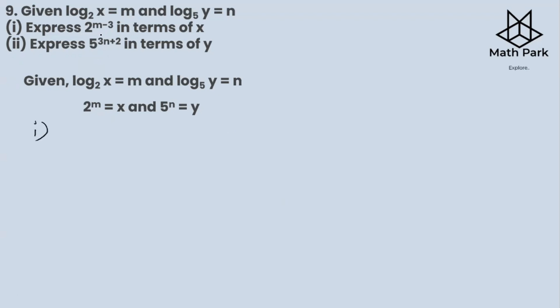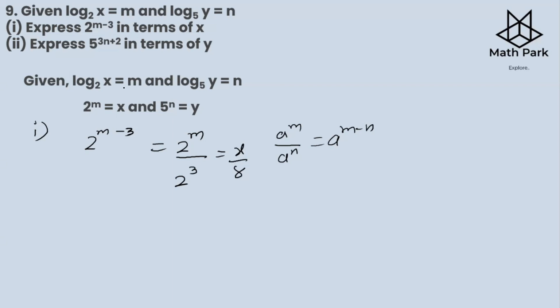So we have 2 to the power m minus 3 is going to be 2 to the power m divided by 2 to the power 3. We have a raised to m divided by a raised to n is equal to a raised to m minus n. So using this law, now 2 to the power m is already given to you as x. According to this, we have written the exponential form, which is x. So we get this as x upon 8.